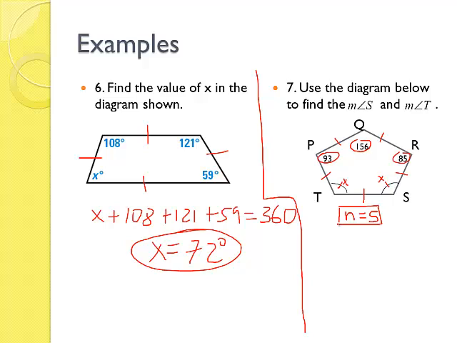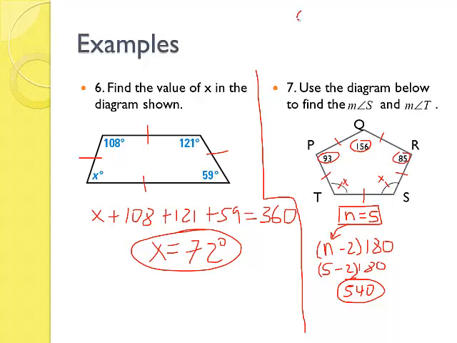Okay, so if that's the case, I have to use the interior angles theorem, which states that n minus 2 times 180 gives you the interior angles. Well, we know n is equal to 5, so we plug it in. We get 5 minus 2 times 180. When you multiply, you get 540. I'm skipping some steps. Okay, so 540 is what you're going to be using. Just because of space purposes, I'll continue my work up here.